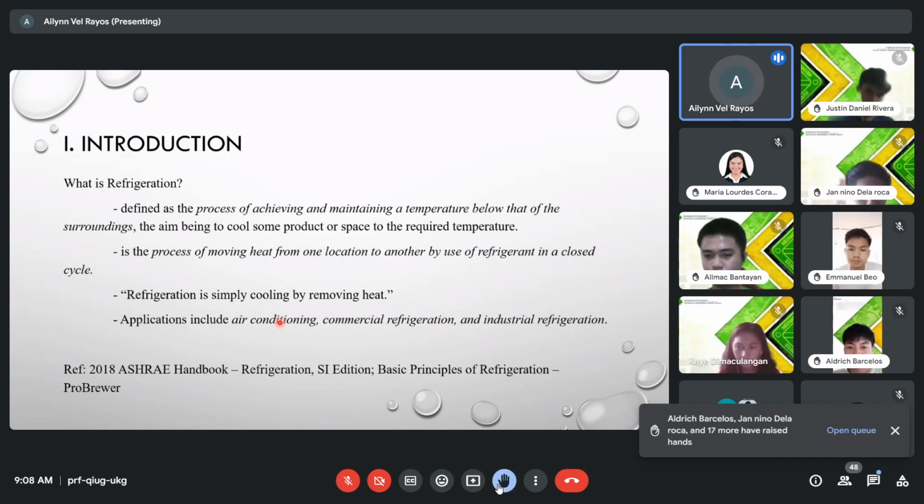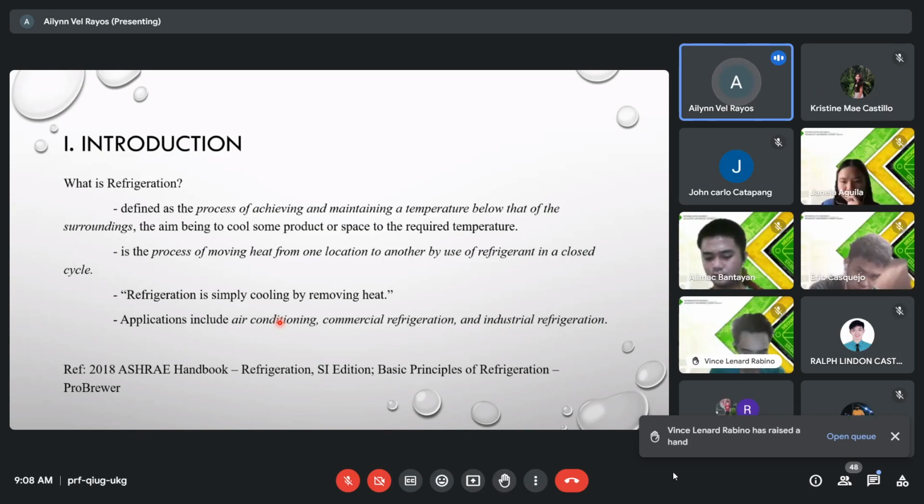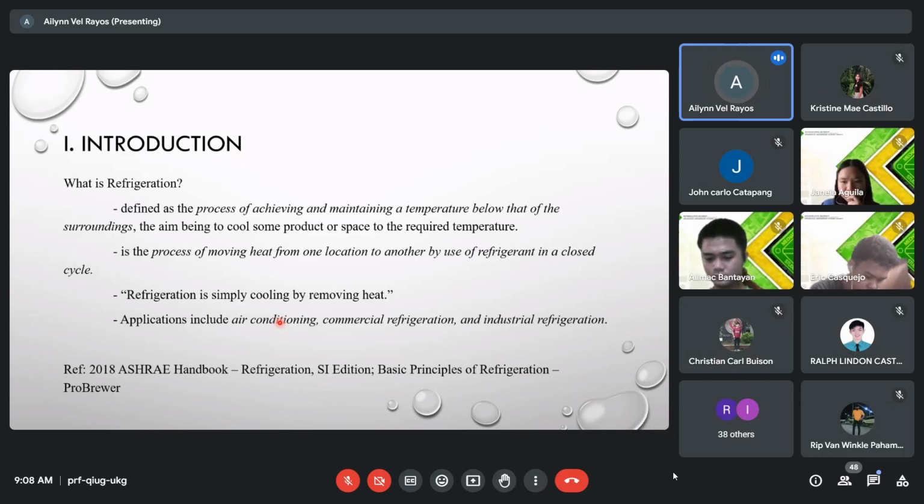Okay. So again, we can differentiate refrigeration from cooling. That was what we discussed earlier, and so that we understand better, we will use this definition of refrigeration. Again, when we say refrigeration, it is maintaining a temperature below that of the surroundings.